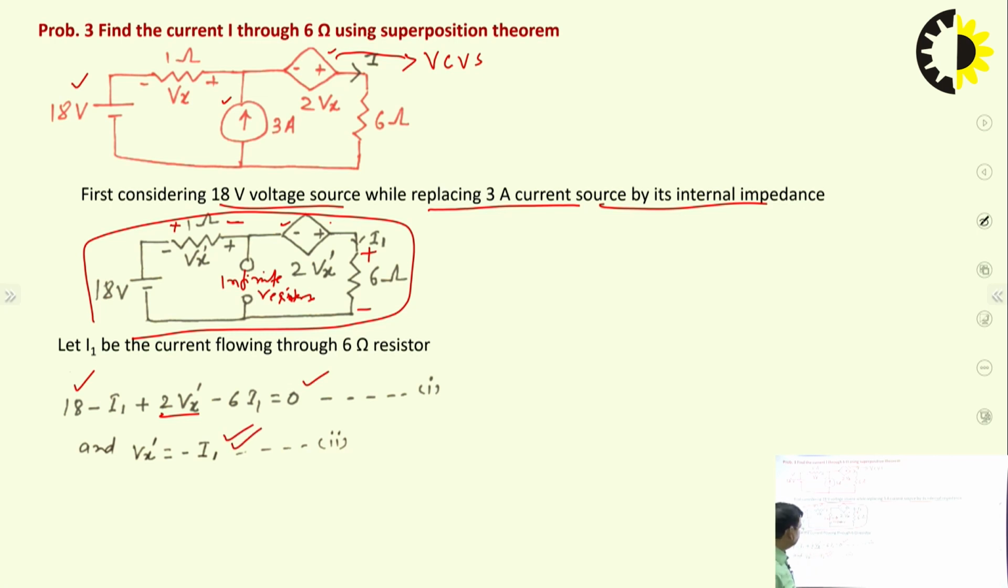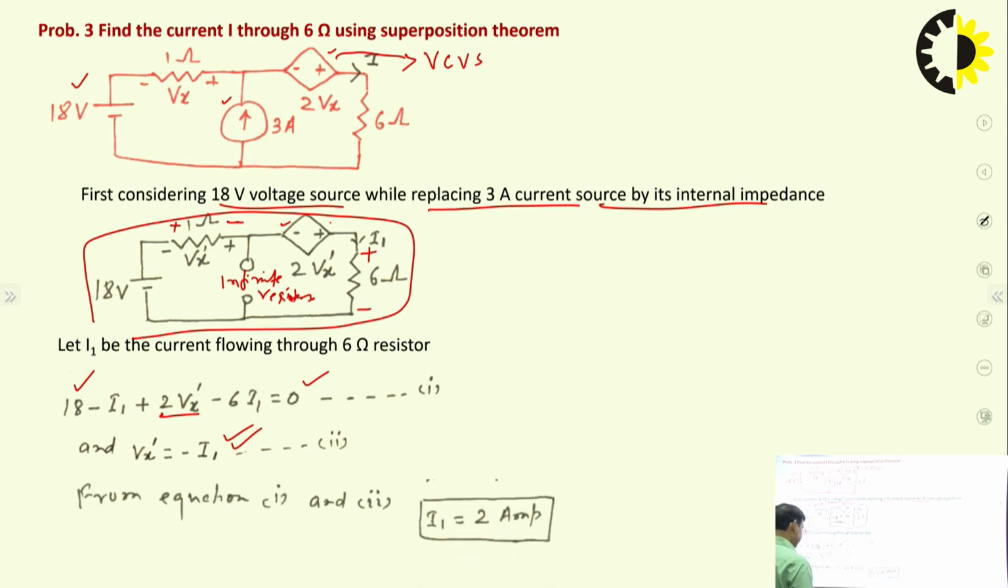Please look here. In the original circuit, here is the plus, minus. The polarity of the Vx is given, but due to I1, the drop is plus here and minus here. It means this voltage is opposing the flow of the current. So Vx dash is minus I1.